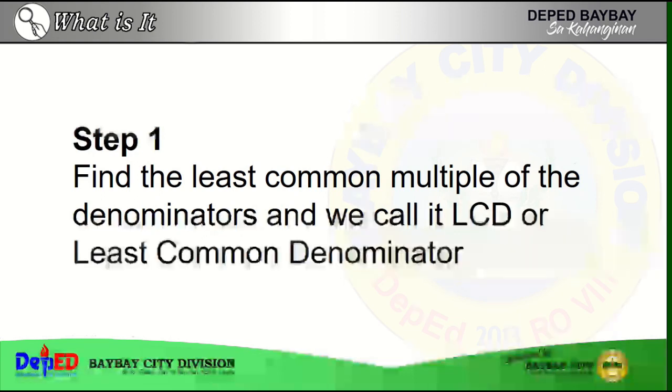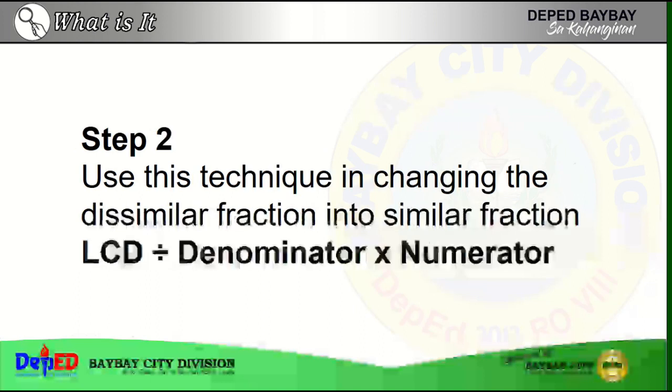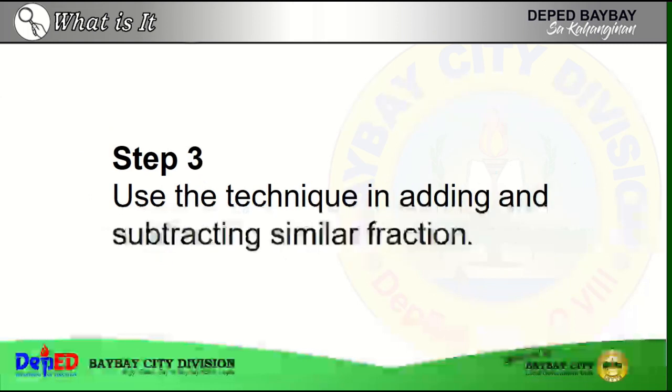Step number 1: find the least common multiple of the denominators, and we call it LCD, or least common denominator. Step number 2: use this technique in changing dissimilar fractions into similar fractions: LCD divided by denominator times numerator. Step number 3: now use the technique in adding or subtracting similar fractions.